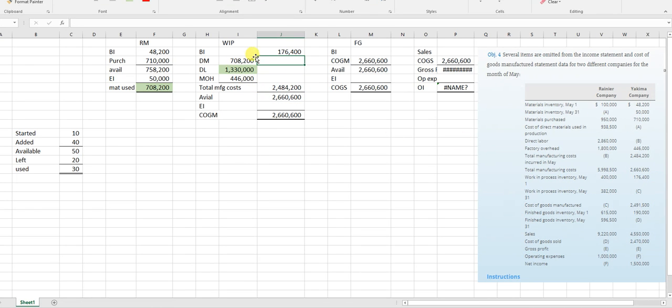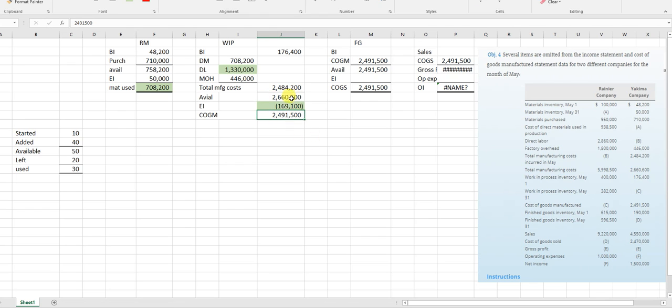I wish they would have had you compute that, but they didn't. They gave it to you. But this plus that should equal available. Then I have my work in process ending inventory. That is letter C. And cost of goods manufactured, they give me at 2,491,500. Okay, so now I can back into my ending inventory because it's either there or not there.